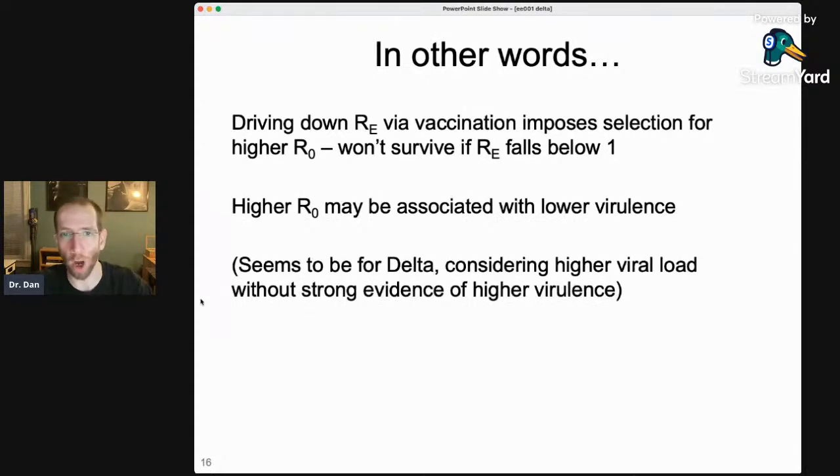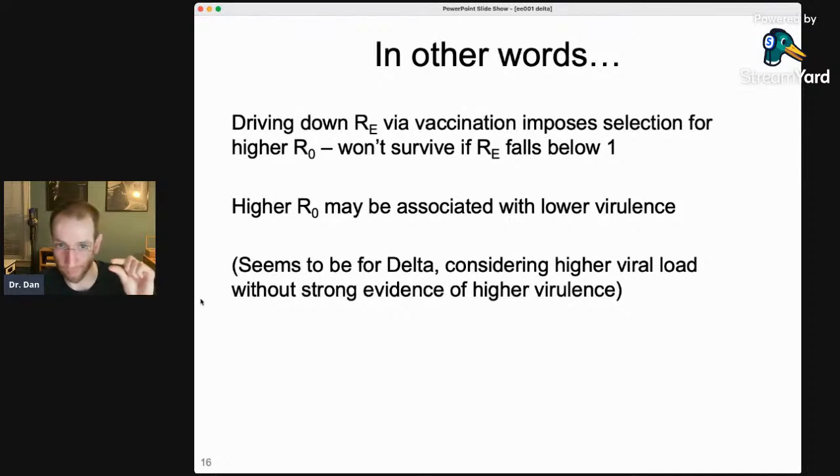This has downstream effects for how the virus evolves, and this is what we're seeing in Delta, right? That higher R naught that we see in Delta may be associated with lower virulence. Think about this for the Delta variant. It spreads much more readily from person to person, but even despite that higher viral load that we talked about, maybe 1,000 times higher, maybe not quite that much, it's not actually more deadly as far as we know right now.